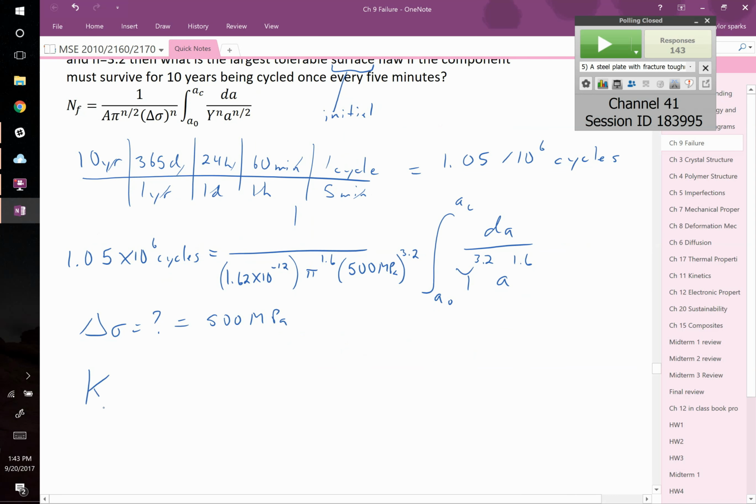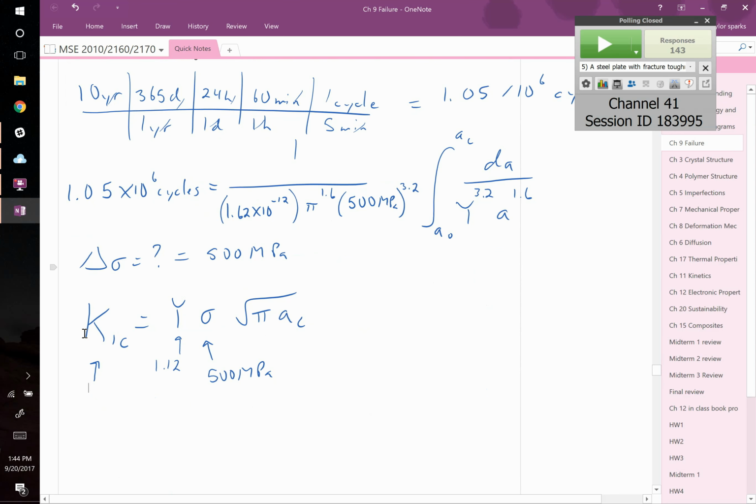You're exactly right. You're going to say that K1C equals y times sigma multiplied by the square root of AC. We can solve for the critical flaw size by plugging in our maximum stress. When it fails, it's going to fail at 500 megapascals, right? It's going between negative and up to 500. It's going to fail at the top of that cycle. We can plug in 1.12. We can plug in the fracture toughness, which I think was 80. Yeah, 80 megapascal root meters. So you can solve for the critical flaw size in meters.